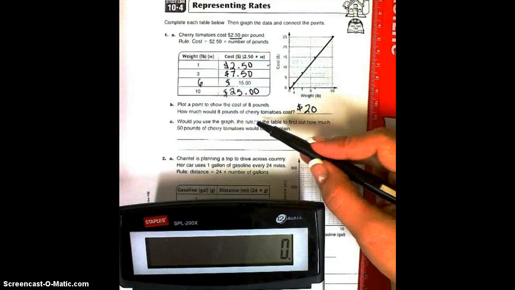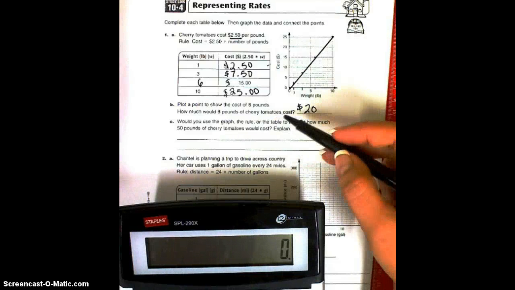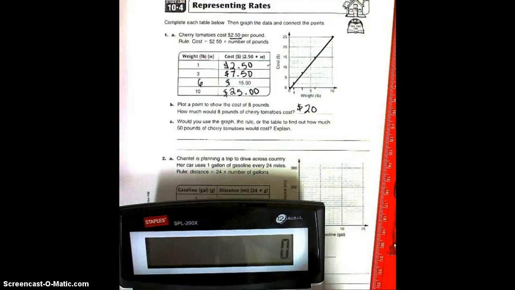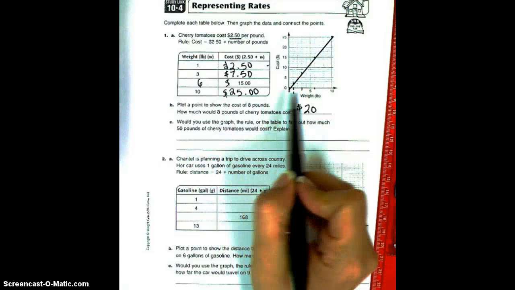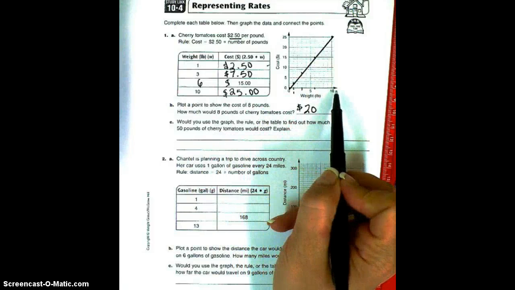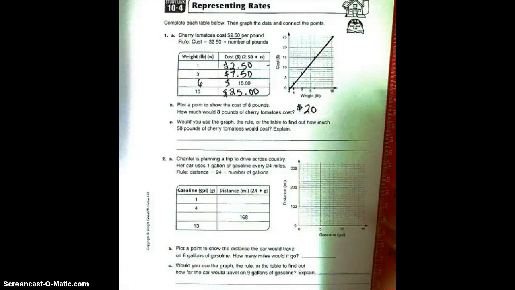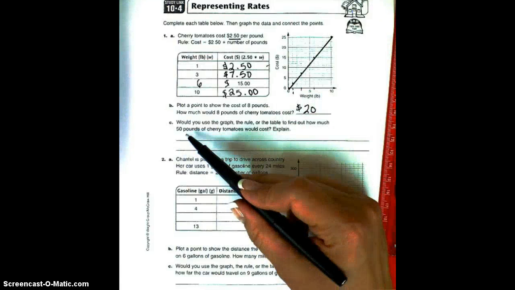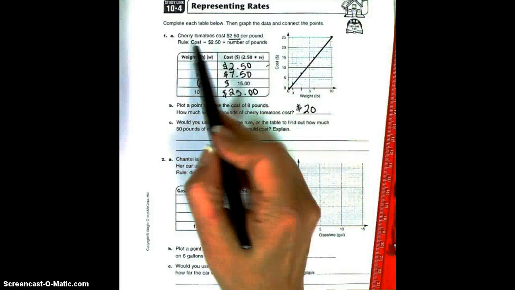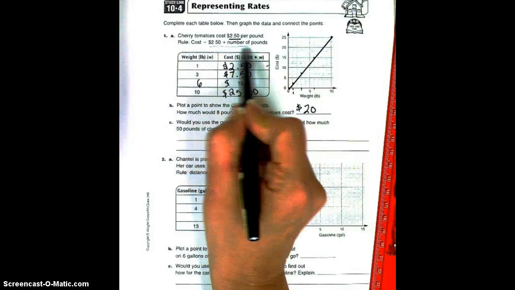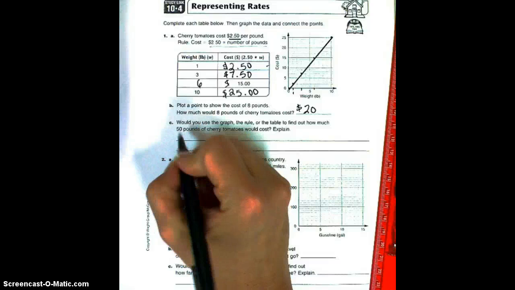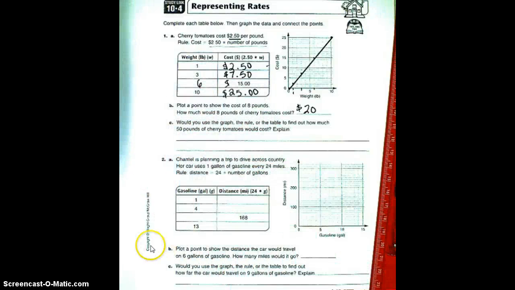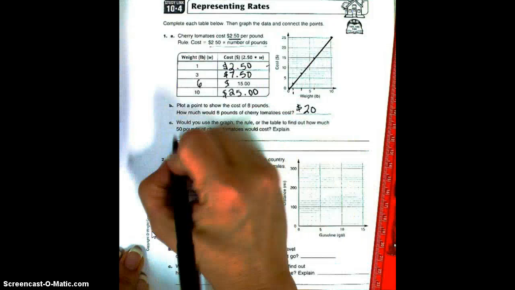Let's see. How would you use the graph, the rule, or the table to find out how much 50 pounds of cherry tomatoes would be? How would we use this graph? Since it only goes to 10, we could continue it out if we wanted to and do that all the way to 50. Or we could use this formula that we've already got up here: 2.50 times the number of pounds. So if it was 50 pounds, we could just multiply it by 2.50. That sounds a lot easier than using the graph. We could extend the graph.